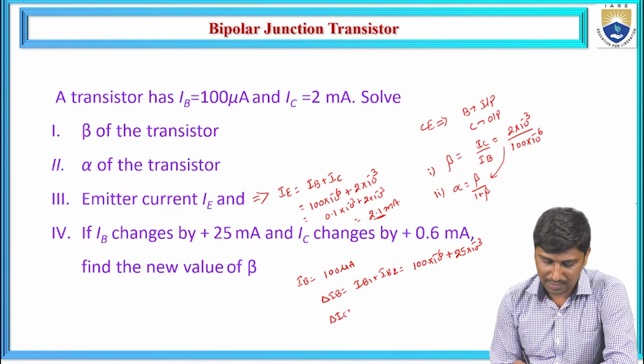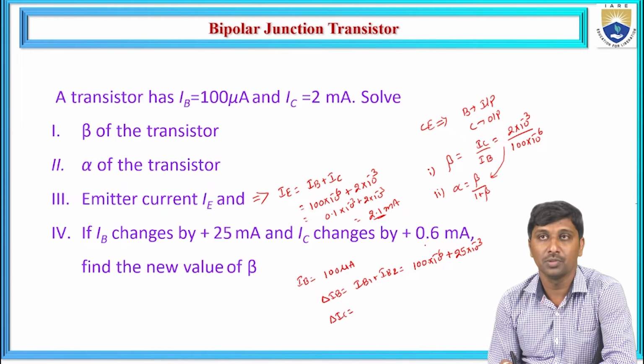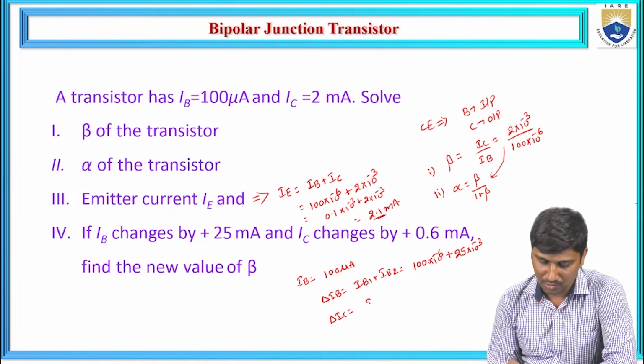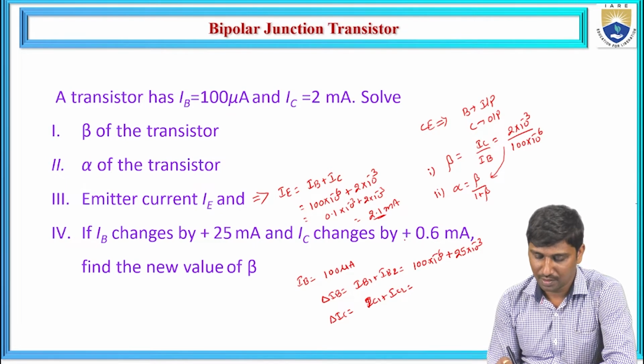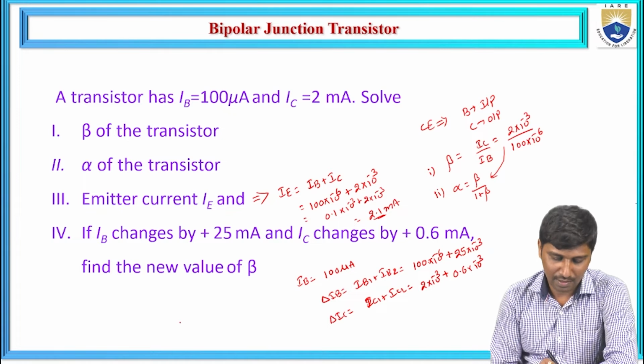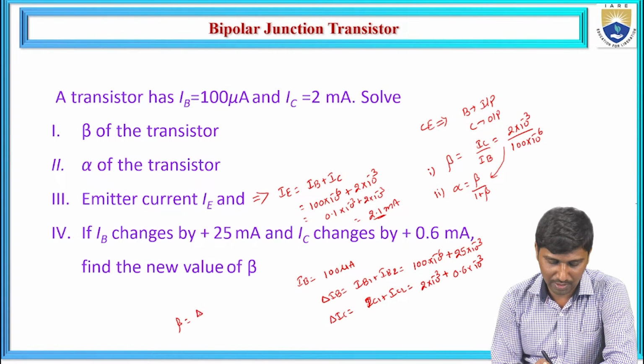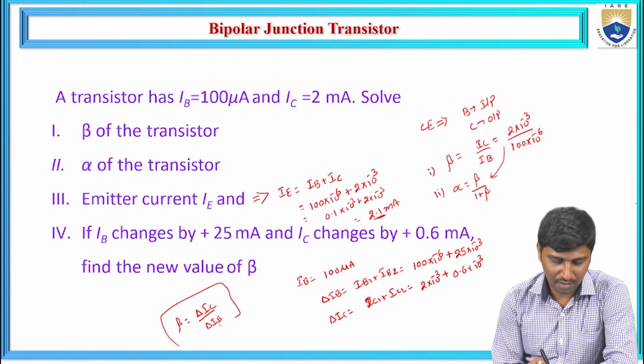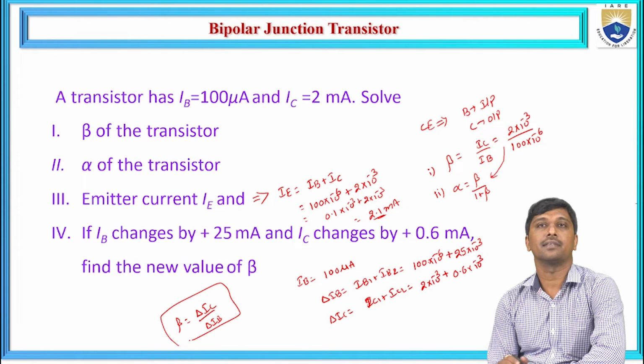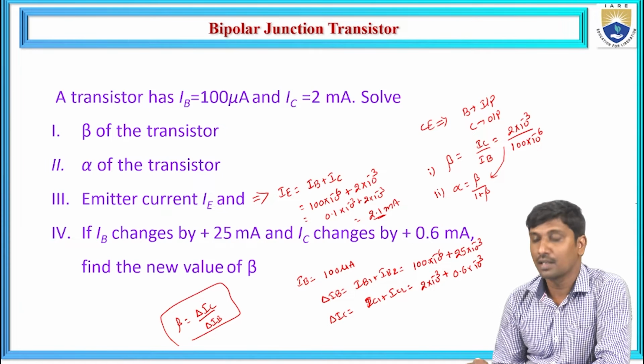Similarly, for delta IC, where IC changes by 0.6, we need to write IC1 and IC2. The old IC1 value is 2 milliamperes, 2 into 10 to the power of minus 3, and the new value is 0.6 into 10 to the power of minus 3. Then you can calculate the new beta. Beta is equal to dou IC by dou IB. By using this, you can calculate for this problem.